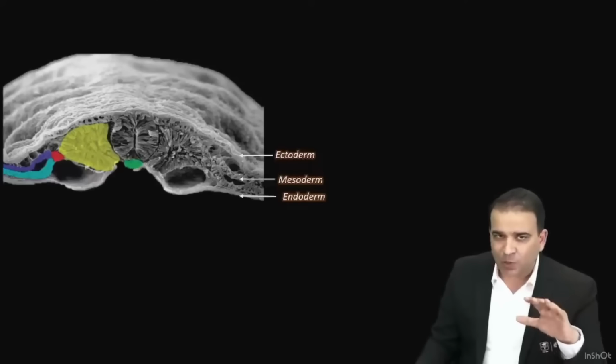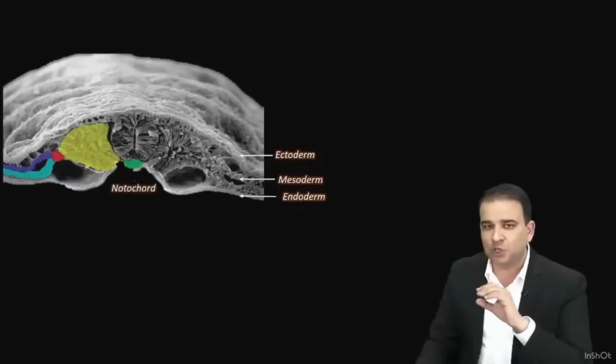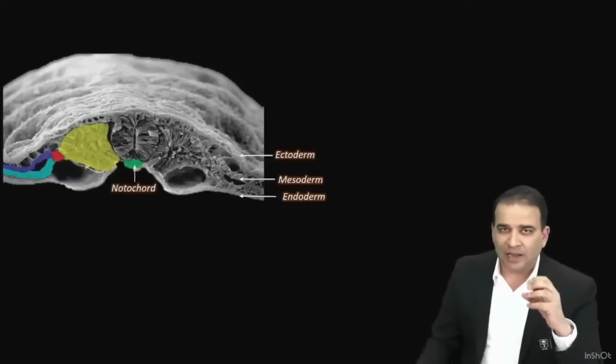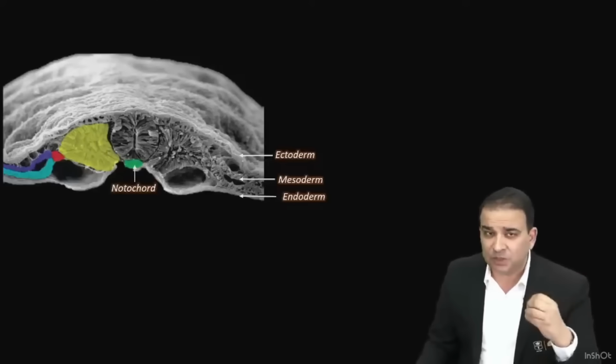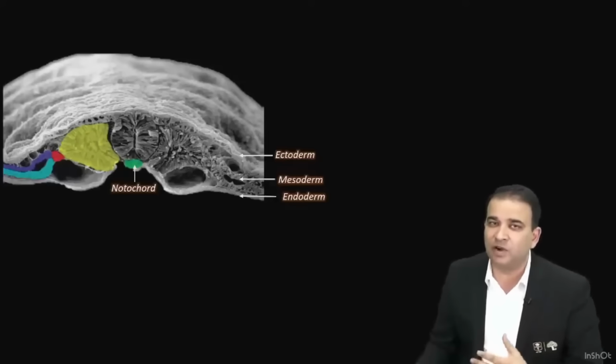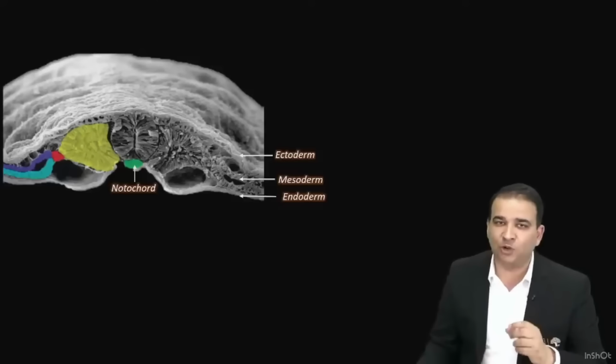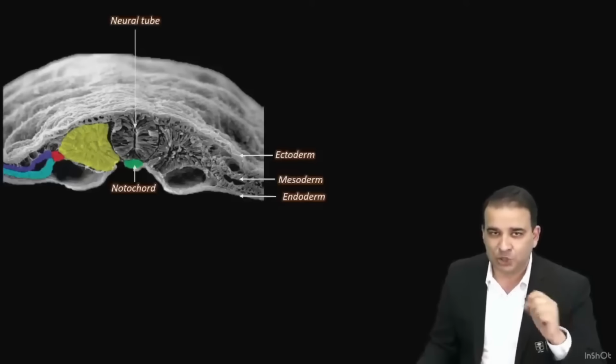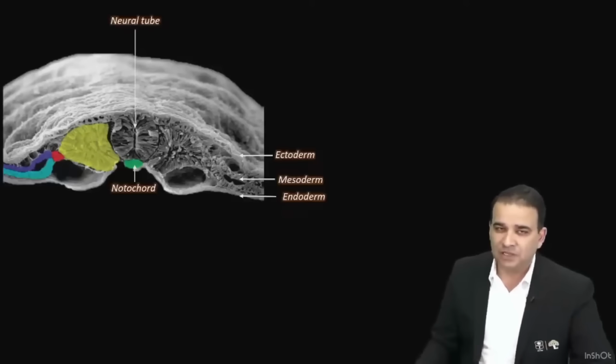Now, what else you're looking at in this picture is the green marked structure over there, which is the notochord. And the notochord develops from the axial mesoderm. This notochord, which develops from axial mesoderm, stimulates the surface ectoderm and converts it into the neuroectoderm. And that neuroectoderm will give rise to the neural tube. So that's the neural tube which you'll see above the notochord here.